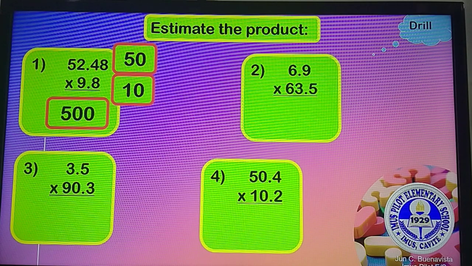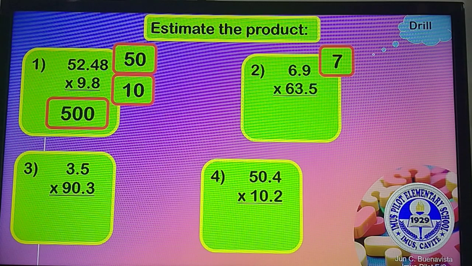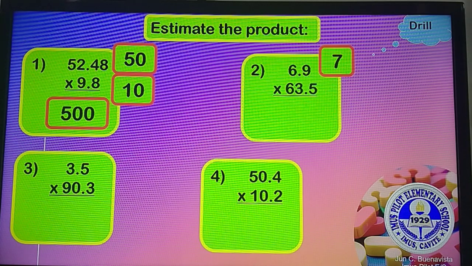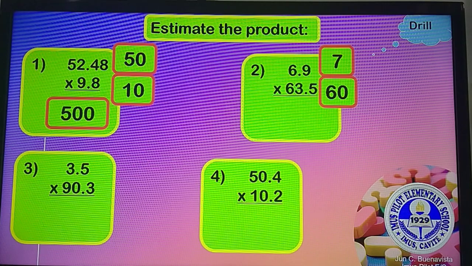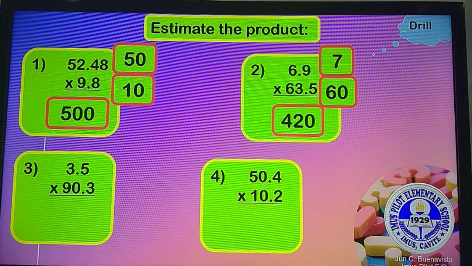Okay, number 2. We have 6 and 5 and 9 tenths. So 6, the 9 is at the right, so it becomes 7. Then we have 63 and 5 tenths. So 6 and then 3, so 60. So therefore, 63 and 5 tenths equals 60. Then 7 times 60 equals 420.